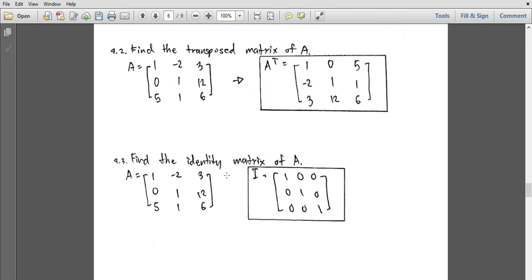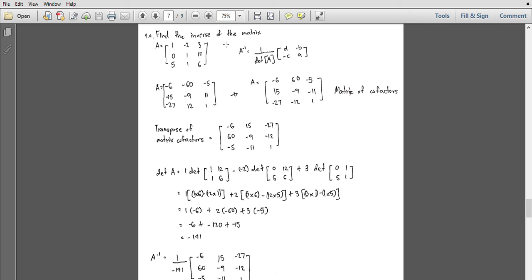Number 4.3, find the identity matrix of A. The identity matrix of size n is the n times n square matrix whose entries on the diagonal from the upper left to the bottom right are all ones and all other entries are 0. So for that 3 by 3, we have this identity matrix: 1 0 0, 0 1 0, 0 0 1.